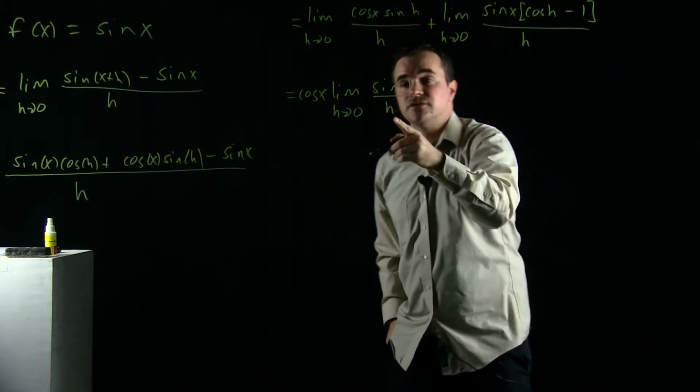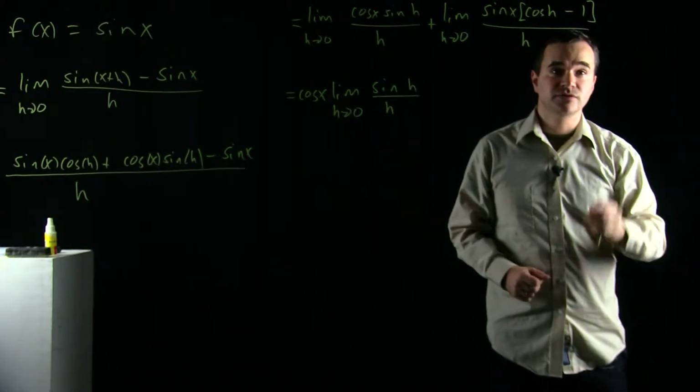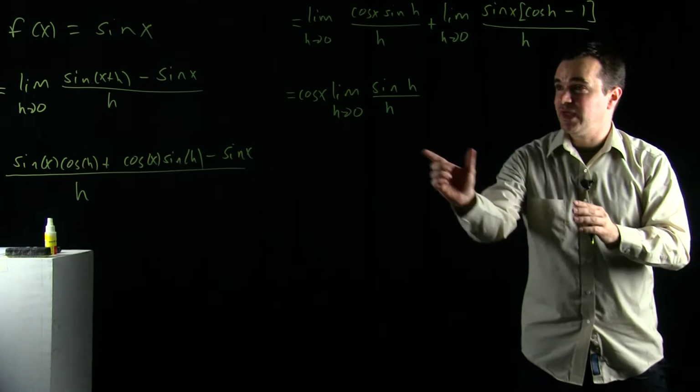sine of h over h. So this one you're familiar with. Say it with me. Limit sine of h over h goes to 1. So that we've worked on before.